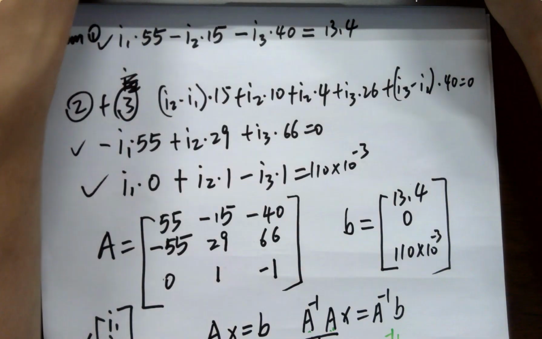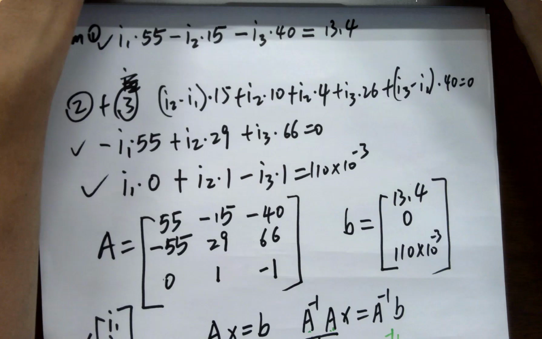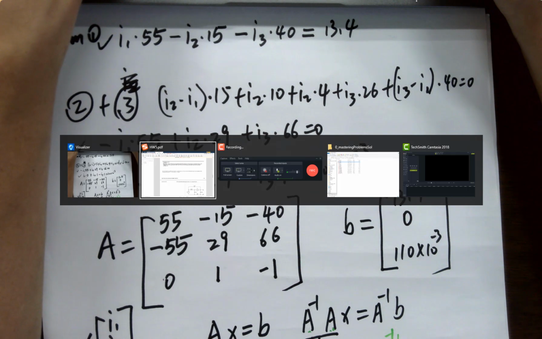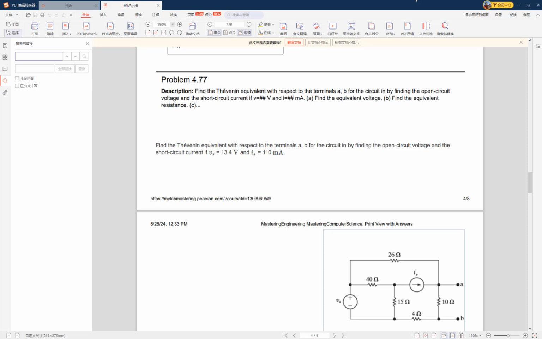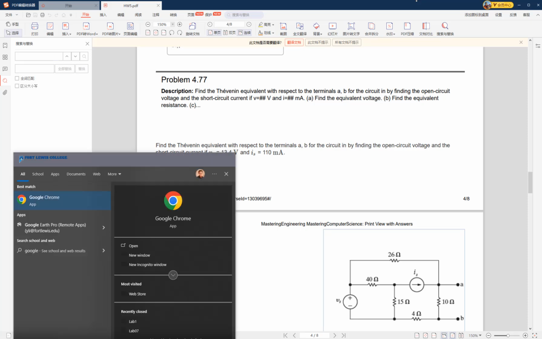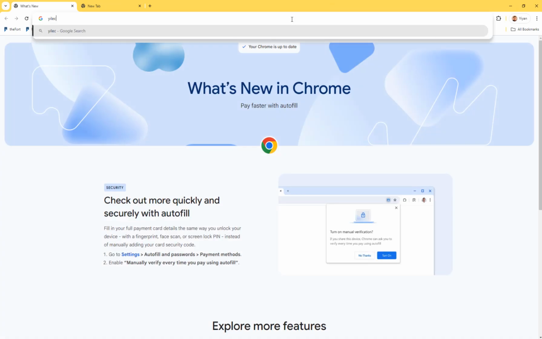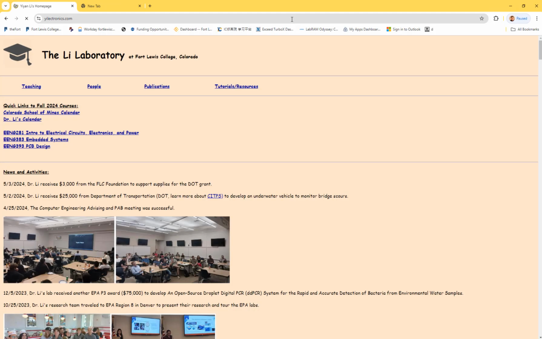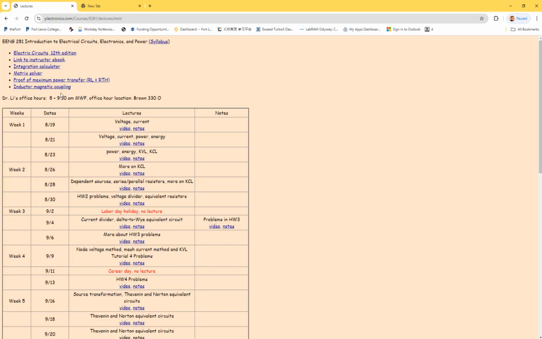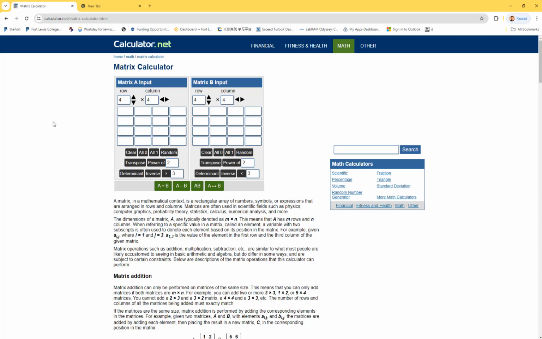So the next step is just to go back to the calculator, right? Go to the calculator. Let's find a calculator. I think it's on the website, right? This one, matrix solver.